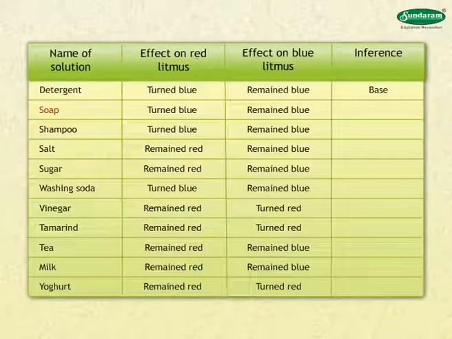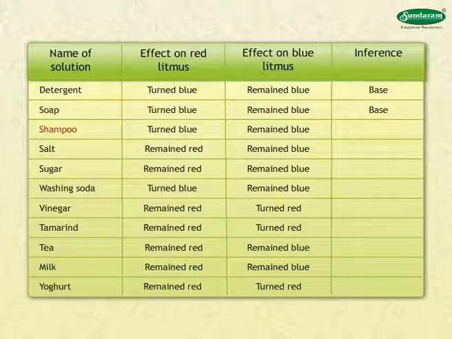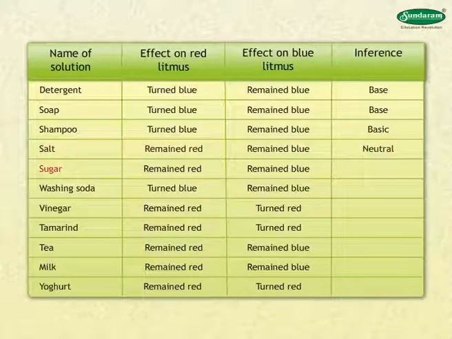In soap solution, also, red litmus turned blue and blue litmus remained blue, so it is also a base. In shampoo too, red litmus turned blue and blue litmus remained blue, so it is also basic in nature. In salt solution, red litmus remained red and blue litmus remained blue, means it is neutral. In sugar solution also, red litmus remained red and blue litmus remained blue, means it is also neutral.